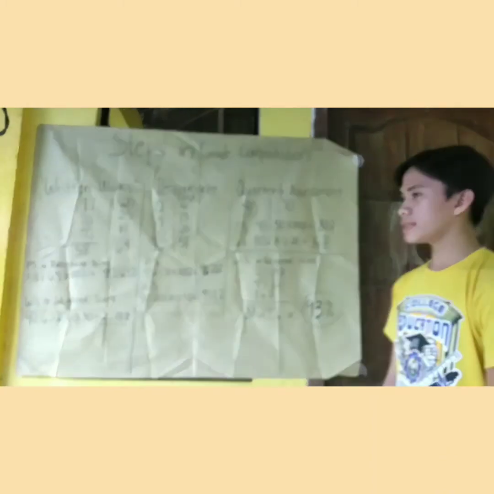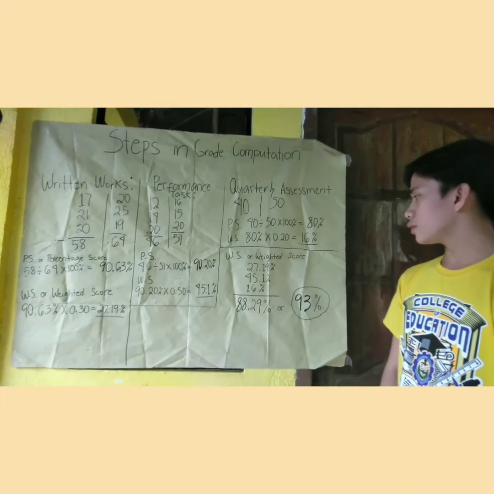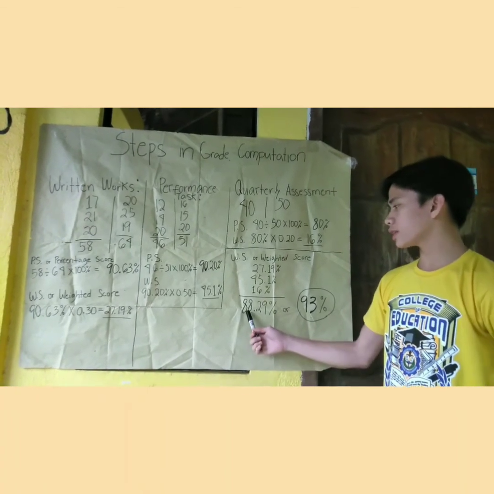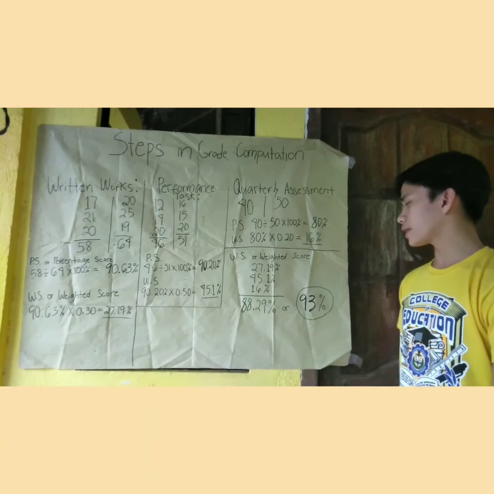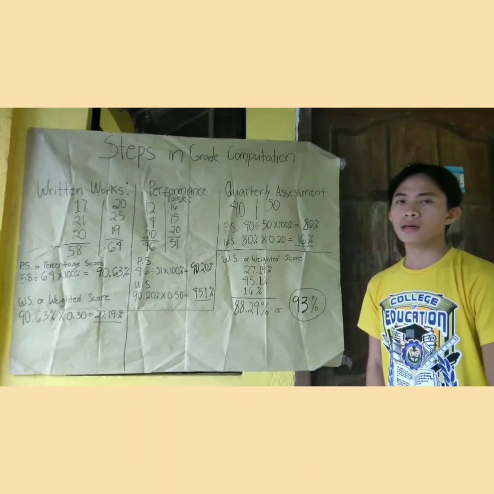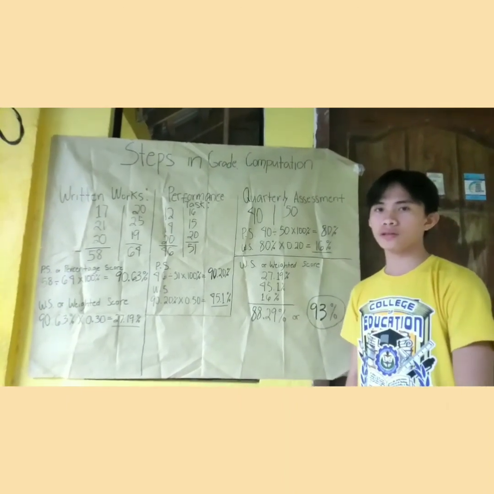The last step is getting the transmuted grade using our transmutation table. In the transmutation table, 88.29% is equivalent to 93%, and the 93% is our transmuted grade. So that is how teachers compute grades using our BTVTEd order number series of 2015.